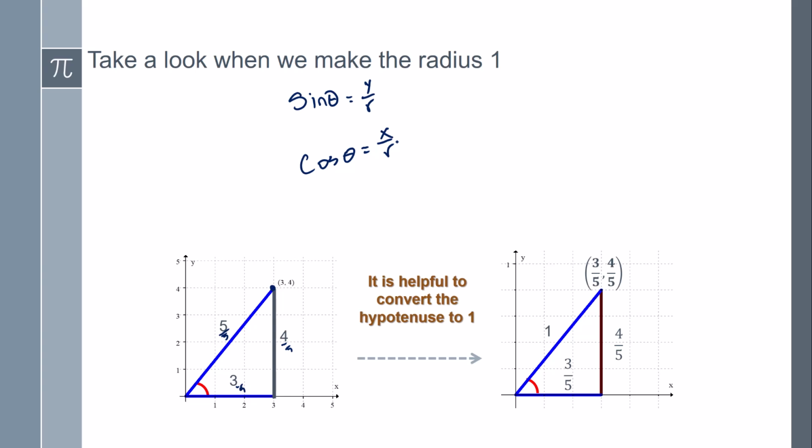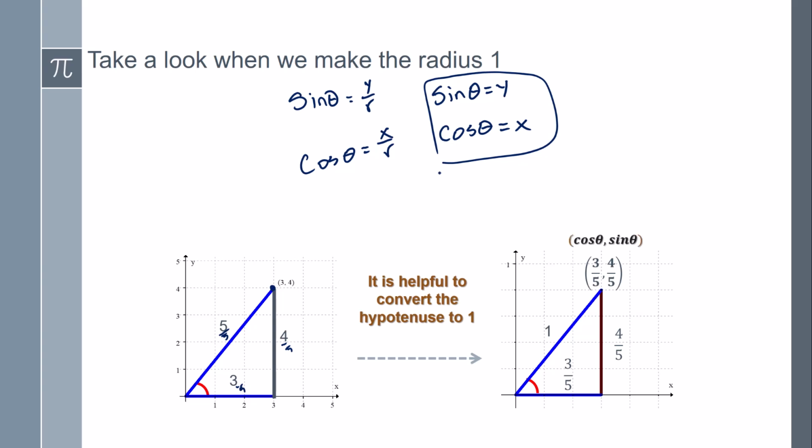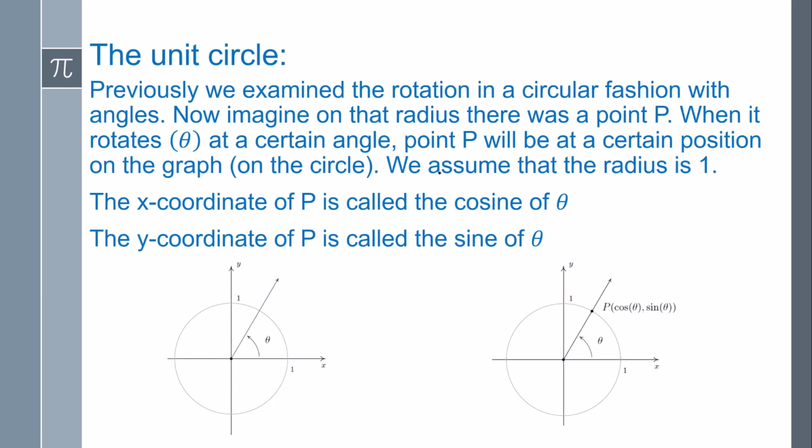Well, when your radius is 1, we have this direct relationship that your cosine value is x and your sine value is y. Well, this is huge. That means that my sine theta and my cosine theta are actually part of the coordinates. So now I could say cosine theta is 3/5 and sine theta is 4/5. So this is what we use to create the unit circle.